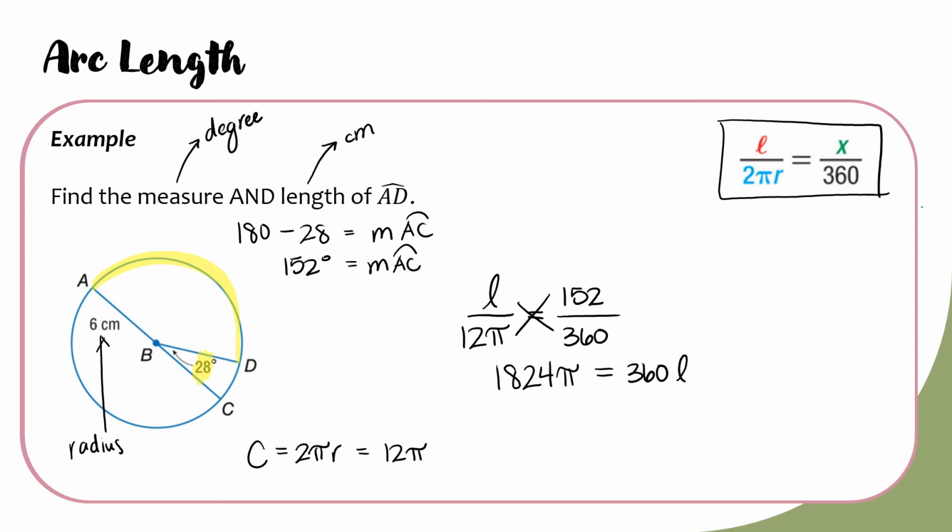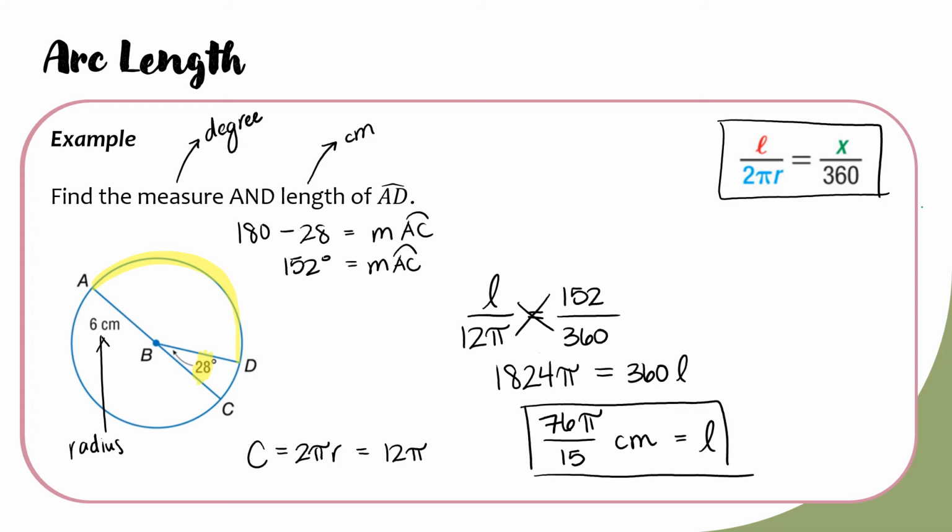And I'll go ahead and write our answer. This should reduce down to 76 pi over 15, or we could write it as 76 over 15 pi. I'm going to make sure I use my units of centimeters, not centimeters squared, just centimeters. And that is my arc length. Okay, so there are our two answers, 76 pi over 15 and 152 degrees.